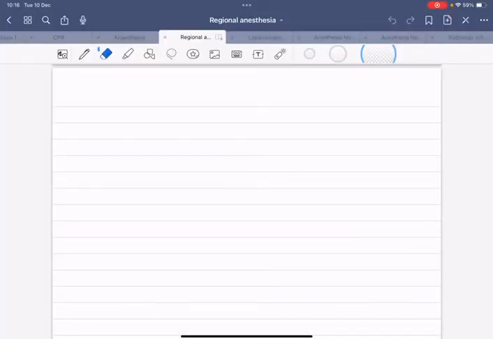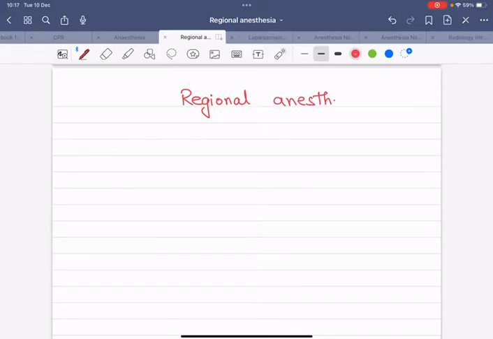So today our topic of discussion is regional anesthesia. So we are going to discuss regional anesthesia. First of all, we must know what regional anesthesia is. Please remember, in regional anesthesia we are going to deposit the drug near the nerve fibers.